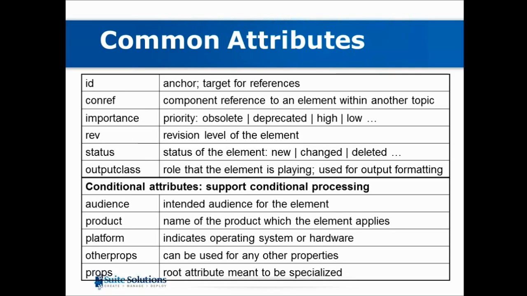So for example, let's say I have a step inside of a task, and that step is relevant for a certain version of the product. Okay? So I can put an attribute on that step, product equals, you know, version A or version B, or this step is relevant only when the platform is Windows or Linux or whatever it is. Okay, so you can use these conditional attributes to define some kind of a context for when the content would be relevant and when it should be excluded.